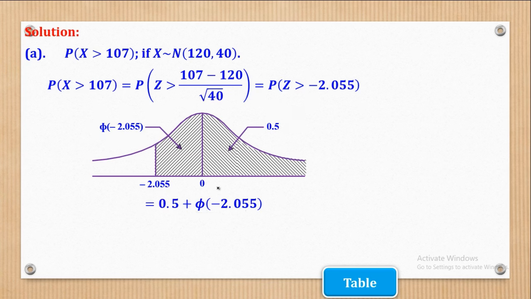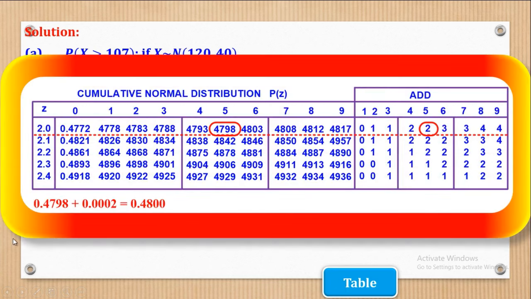But remember, like I said, our mathematical tables don't have negative values of z, so we shall remember that by symmetry, phi of a negative z value is equal to phi of a positive z value. So in this step, we shall say that this is the same as phi of positive 2.055. Now that I've got that, next is to use a mathematical table to come up with the value of phi of 2.055.